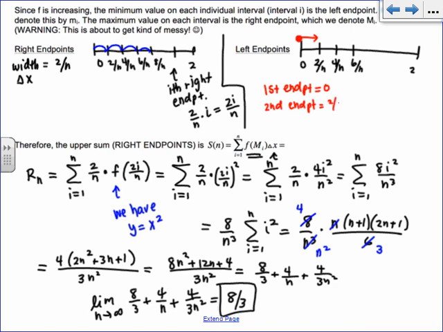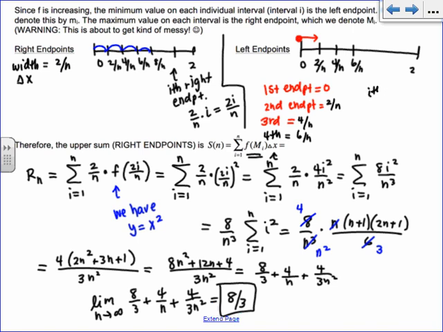...ends up being the 2 over n. The third is the 4 over n, right? It's kind of confusing. It's like, wait a second, it's not quite what I want. The fourth ends up being the 6 over n.